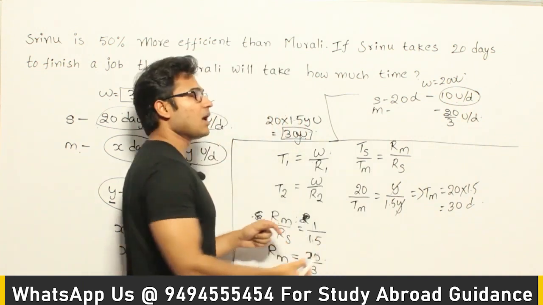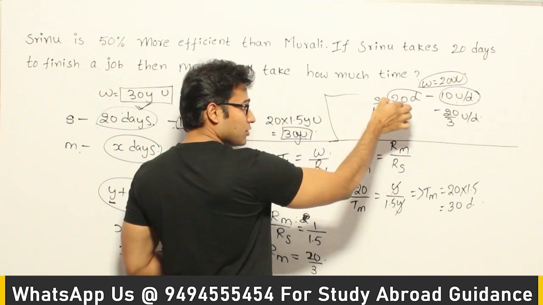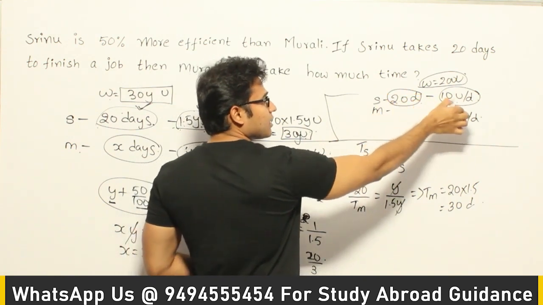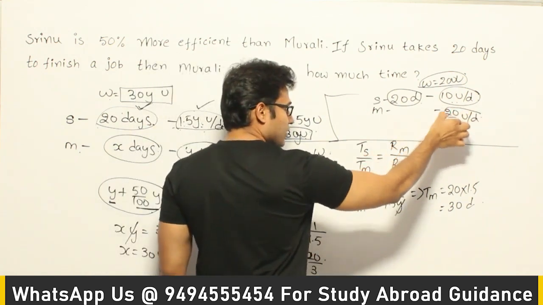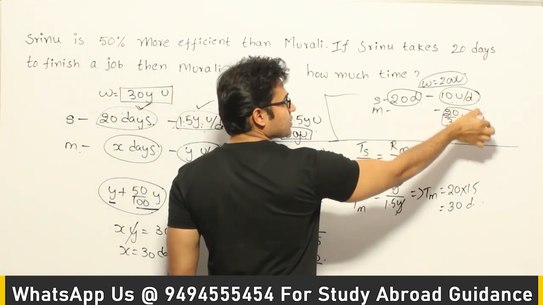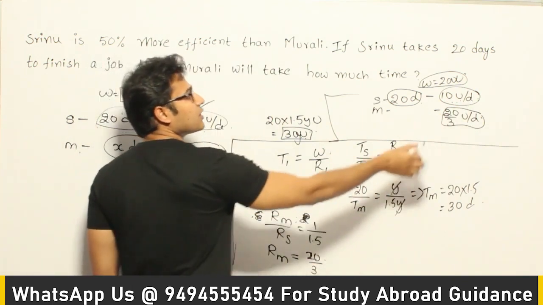Are you getting this? I have assumed that the initial work is 200 units, and since Srinu is able to finish it in 20 days, the rate is 10 units per day. Got it? From that I am able to find the rate at which Murali is working, because Srinu is supposed to be 50% more efficient. So from that I got it.